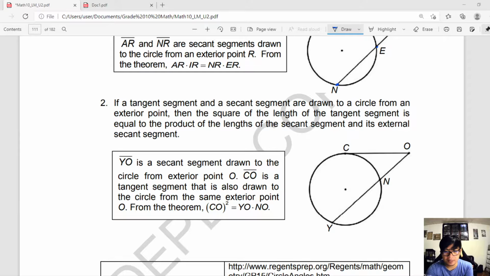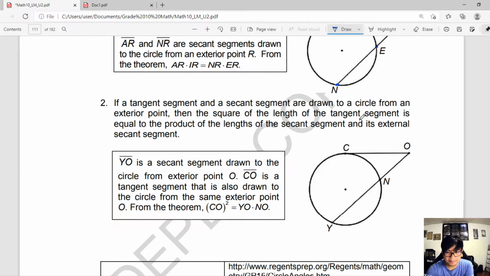And let's proceed with theorem number 2. In theorem number 2, if a tangent segment and a secant segment, so two, a tangent and a secant, are drawn to a circle from an exterior point, then the measure of the length of the tangent segment is equal to the product of the lengths of the secant segment and external secant segment. Like for instance, let's consider this example. YO is the secant segment drawn to the circle from exterior point O. CO is a tangent segment that is also drawn to the circle from the same exterior point O.